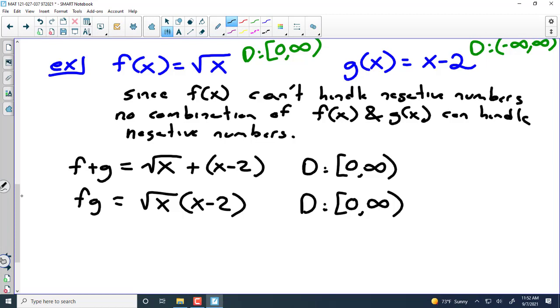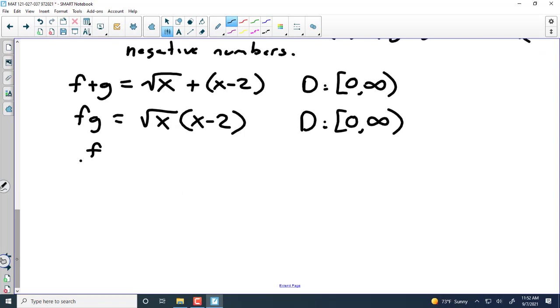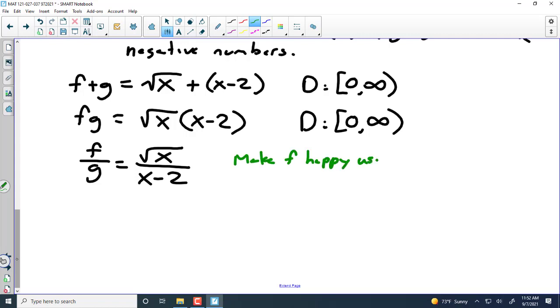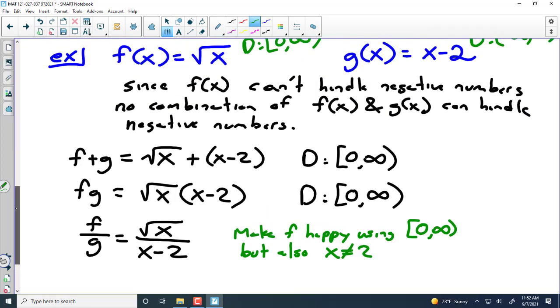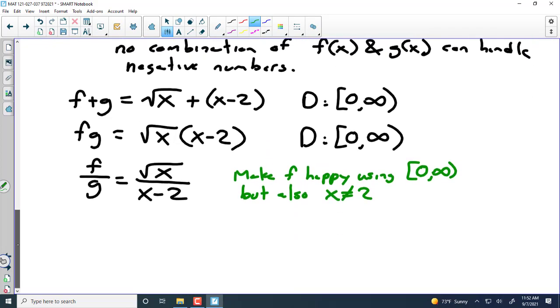Make sense to everyone? Let's check this out. If I do f divided by g, suddenly I've introduced a division where there wasn't a division before. So now, I need to make f happy using 0 to infinity, but also x cannot equal 2, because now there's an x minus 2 on the bottom. X minus 2 didn't hang out on the bottom in its original function, but as soon as I divided them, suddenly it's on the bottom.